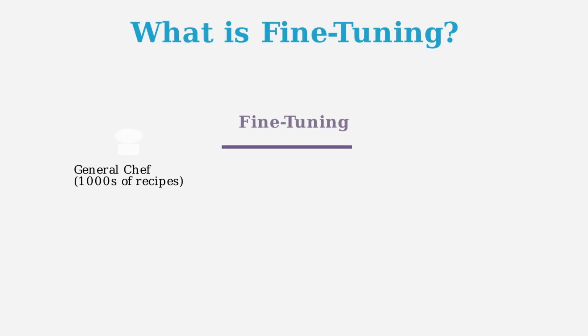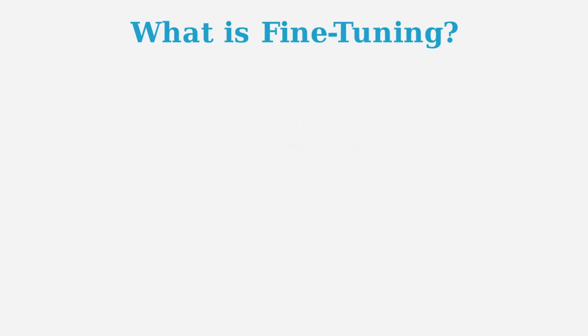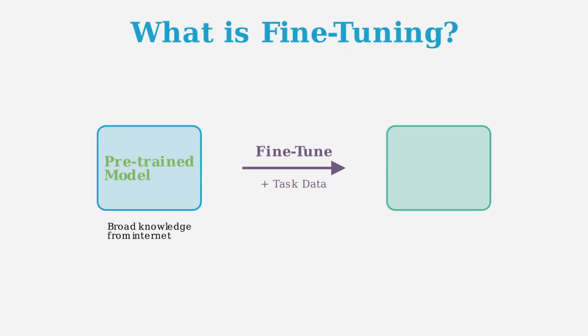Fine-tuning is like taking a master chef who knows thousands of recipes and teaching them to specialize in Mediterranean cuisine. The chef doesn't forget everything they know. Instead, they build upon their existing knowledge to become an expert in a specific domain. Similarly, fine-tuning takes a pre-trained model with broad knowledge and adapts it for a specific task. The model retains its general understanding while learning task-specific patterns.